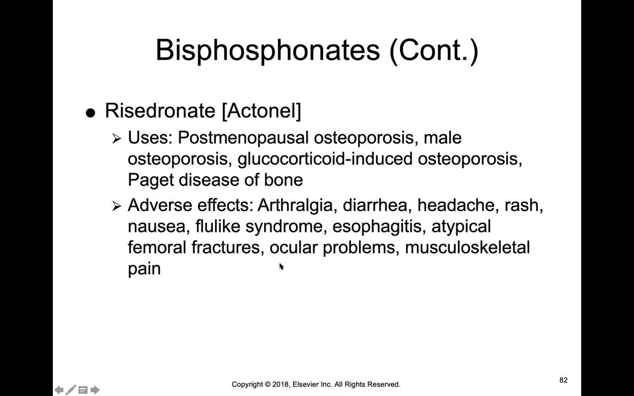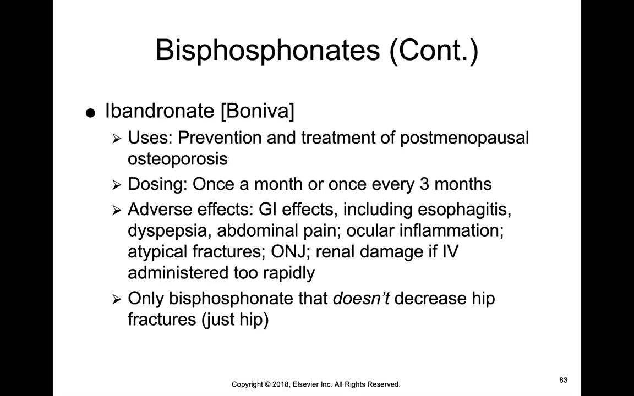Risedronate, not very much different. Same thing as alendronate. Ibandronate, again, same thing, but this one is much longer acting. So instead of the other bisphosphonates, which you would take as a once a month pill or once a week, ibandronate actually is every 3 months. But again, same thing as the other ones. Just remember that this, in terms of bisphosphonates, is usually second line, and it's only because it's the only one that doesn't decrease hip fractures. It's only good for the vertebrae.